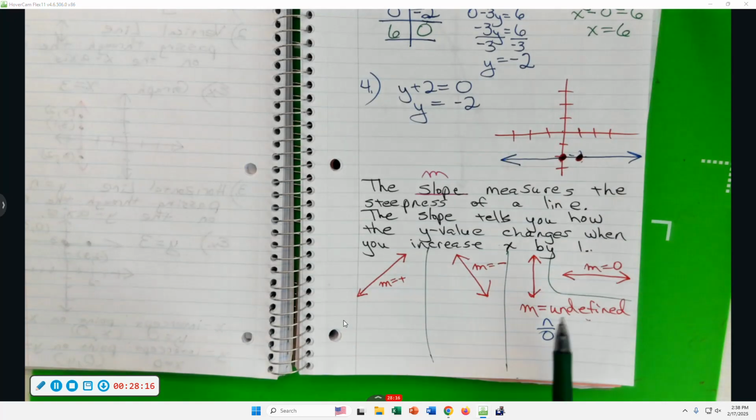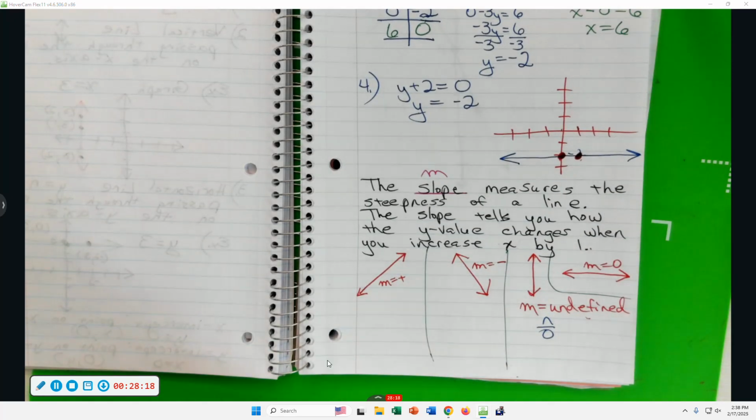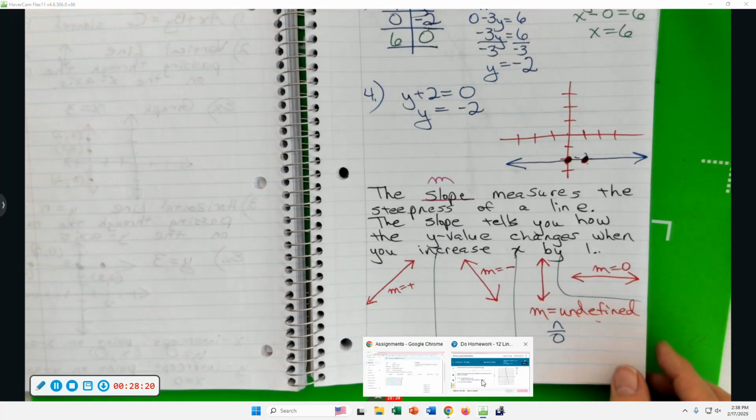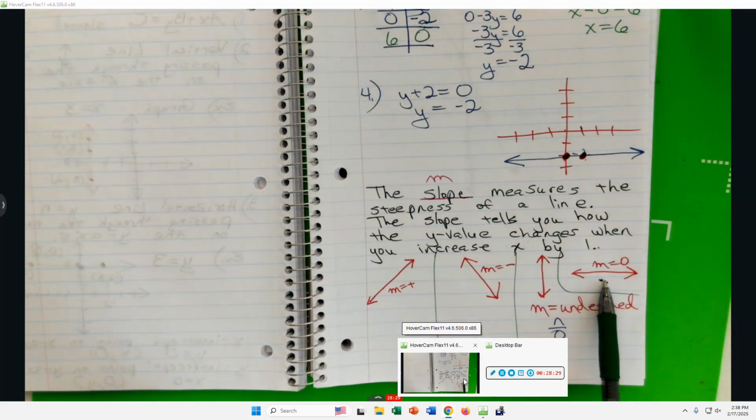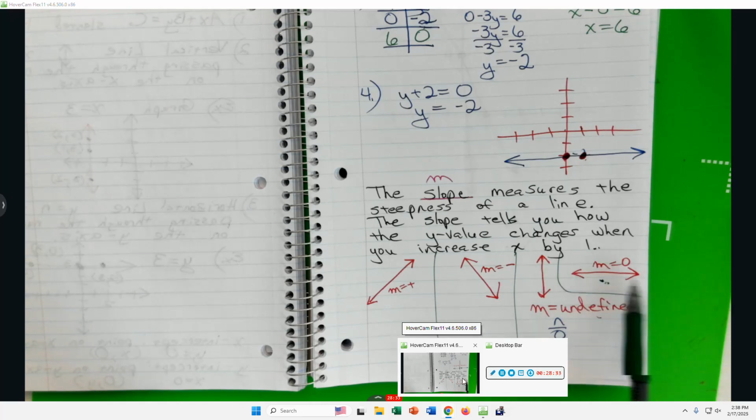Goodness. Verticals have undefined slope. Is number 5 a vertical line? No, so it's not going to be that. What about 0? Could the slope equal 0? What sort of a line has a slope of 0? Horizontal line. Is number 5 a horizontal line?